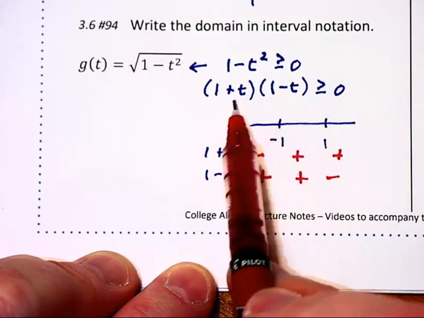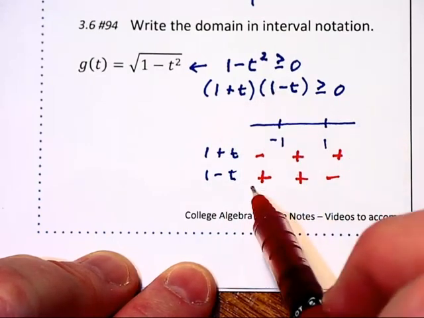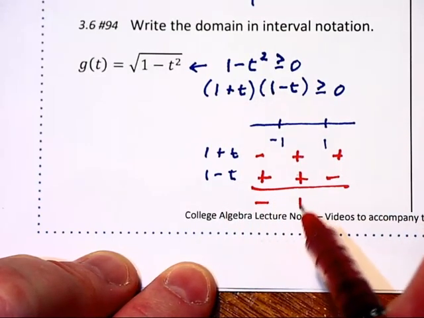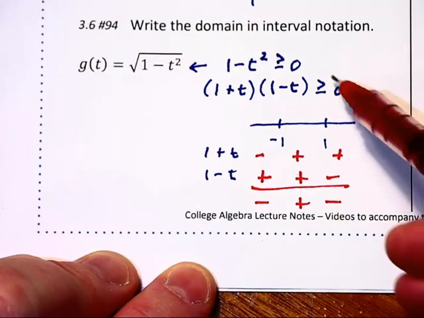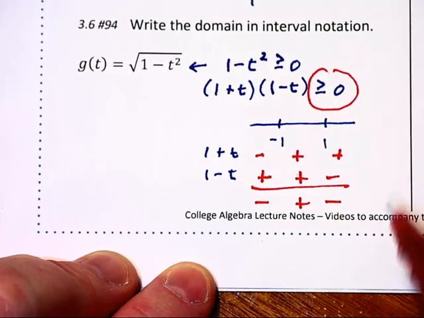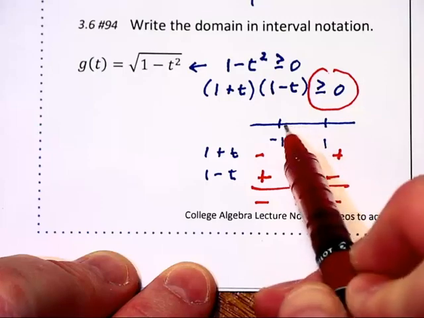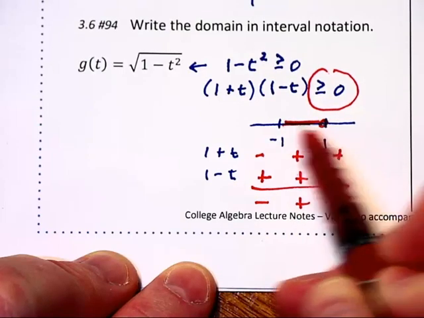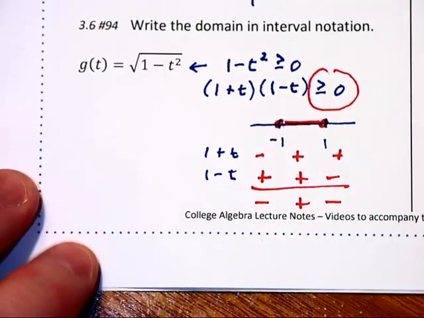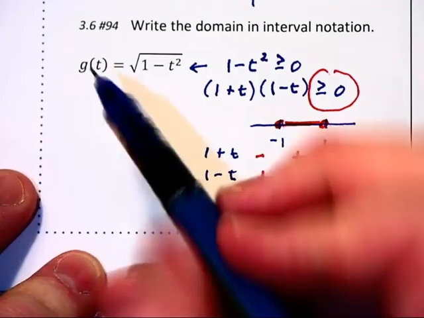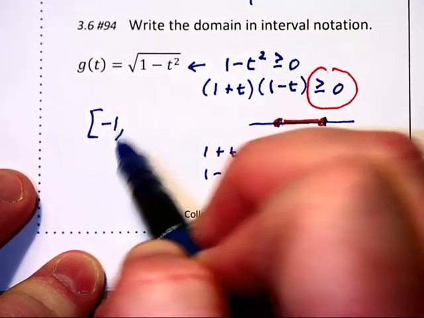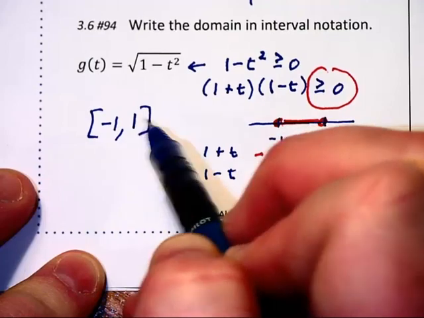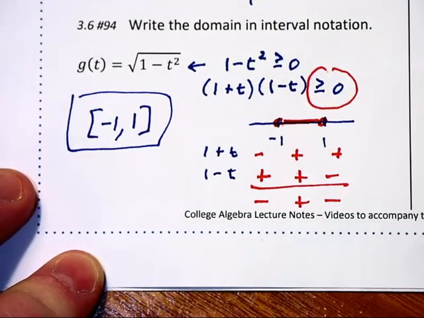And we are interested in the product of these signs, so multiplying downward we have negative, positive, and negative, and we are interested in where it's greater than or equal to 0, which means it's in that middle section including those endpoints. So our solution here will be the interval from -1 to +1, including both endpoints.